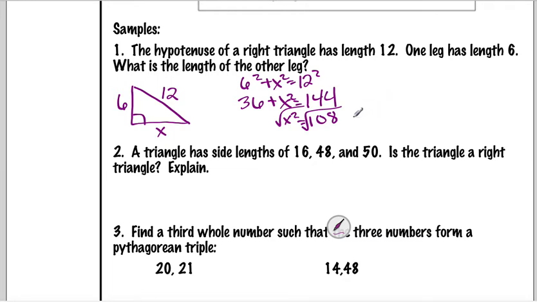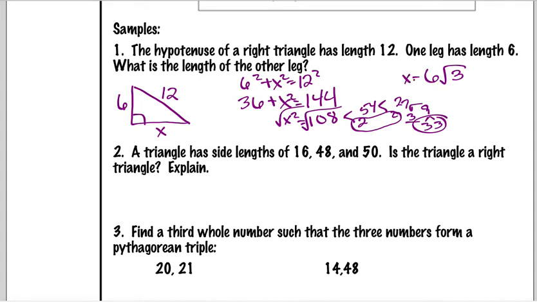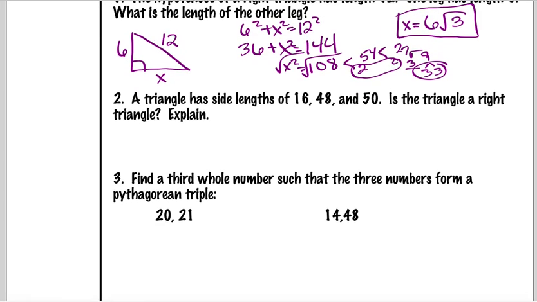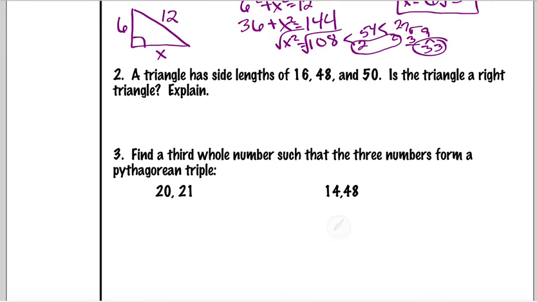We do want simplest radical form, so when we're square rooting 108, it's like 2 and 54. 54 is 2 and 27. 27 is 3 and 9, and 9 is 3 and 3. We've got a pair of 3s, we've got a lonely 3, and we've got a pair of 2s right here. 2 times 3 makes 6, with the leftover 3 inside. So the missing leg is 6 root 3 units. We do want to have simplest radical form unless they tell us otherwise.